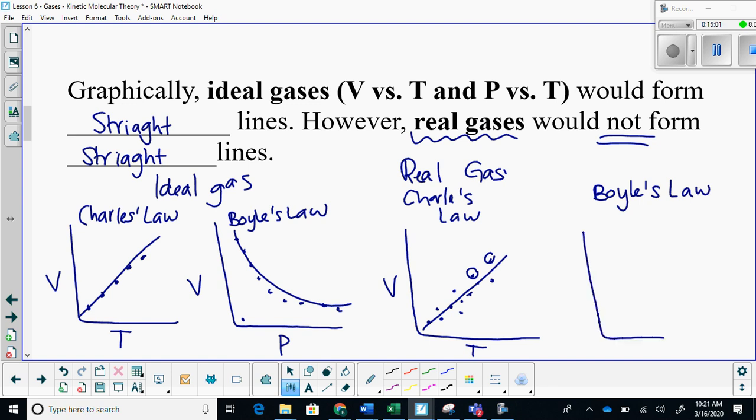Real gas, we manipulated pressure, and our responding is volume. Again, we start getting our data points. We notice that there are points deviating from the line. Okay, so this is what more accurate data would look like in a lab versus the ideal.